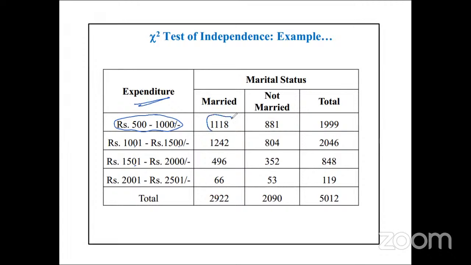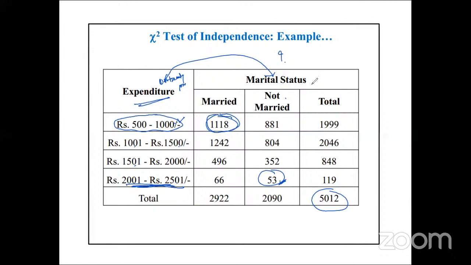Now what does this figure say? Out of 5,012 women, 1,118 married women are spending between 500 to 1,000. For example, this one. And 53 unmarried women are spending monthly 2,000 to 2,500 rupees on beauty products. So this is the data, and I want to test whether marital status and expenditure are independently distributed or not.